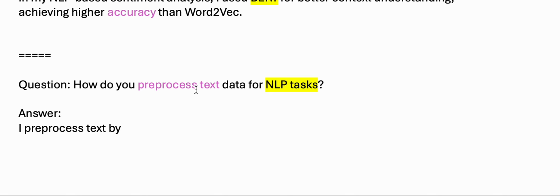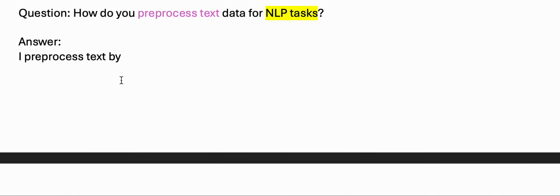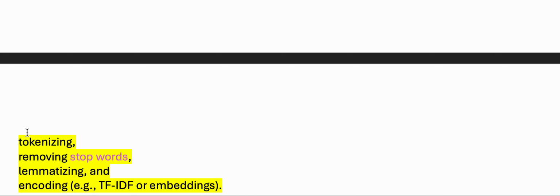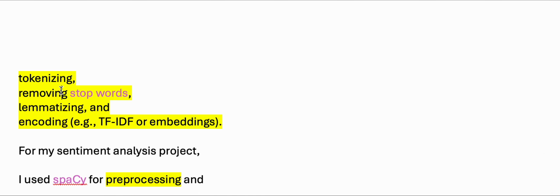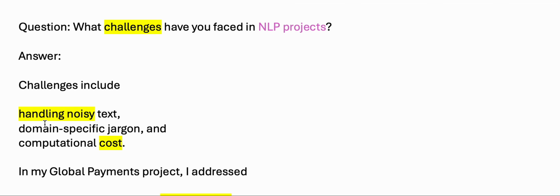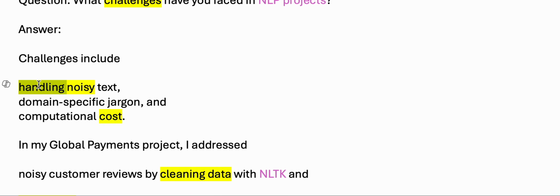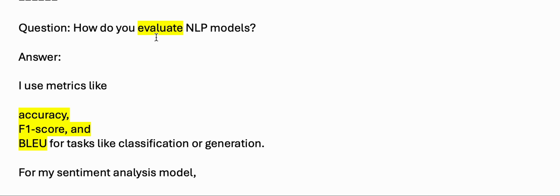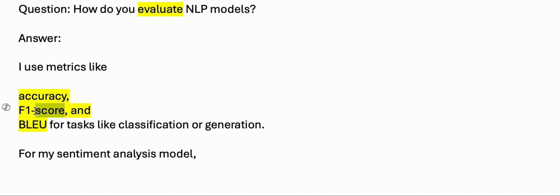Next, how do you pre-process text data for NLP tasks? I pre-process text by tokenizing, removing stop words, lemmatizing, and encoding. Next, what challenges have you faced in NLP projects? Challenges include handling noisy data, domain-specific jargon, and computational cost. Next, how do you evaluate NLP models? I use metrics like accuracy, F1 score, BLEU for tasks like classification or generation.